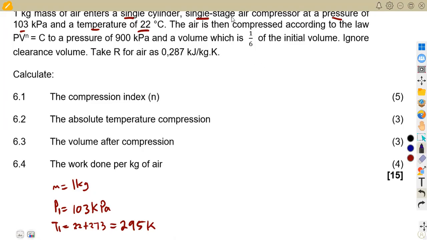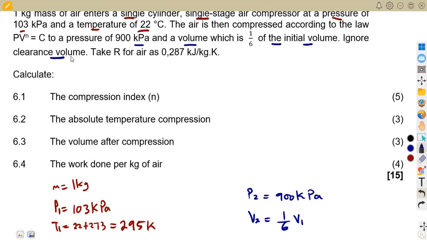When it enters, it is being compressed according to the law PV to the exponent of n to a final pressure, which is P2, of 900 kilopascal in this case, and we are given a volume which is 1/6 of the initial. So at the end, the final volume, our V2, is given as 1/6 of the initial volume, which is V1. So there's a relationship there between V2 and V1, depending on how you are going to use it.